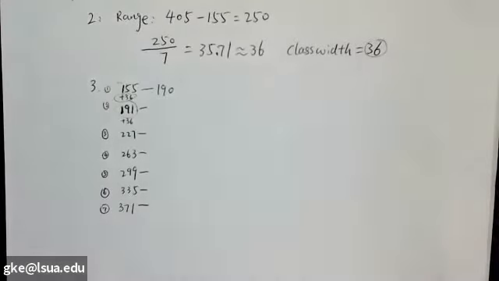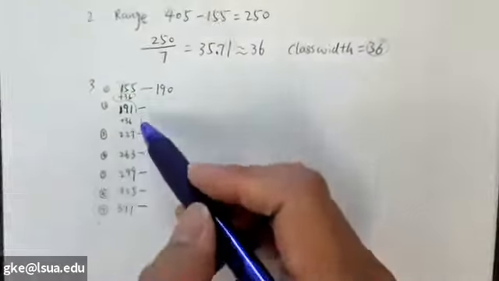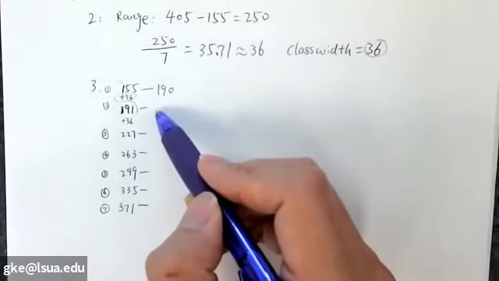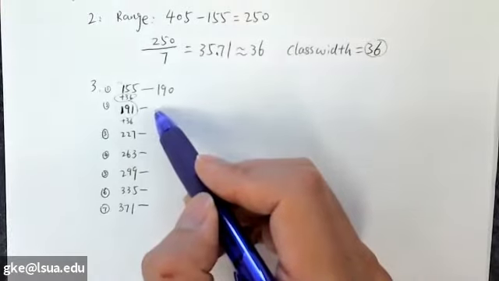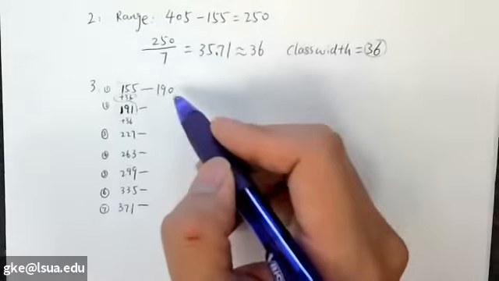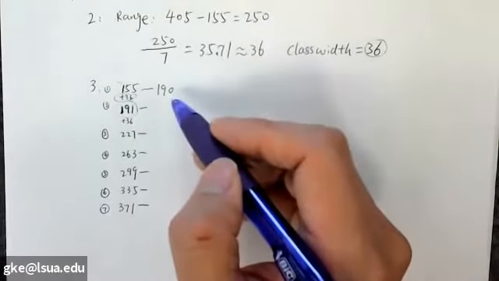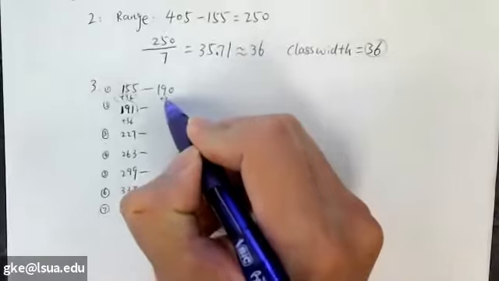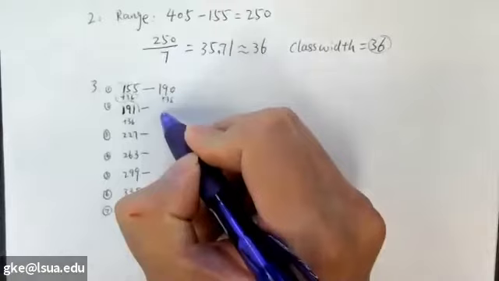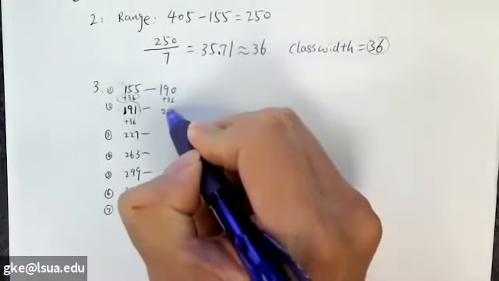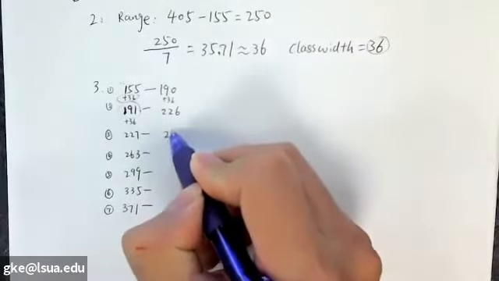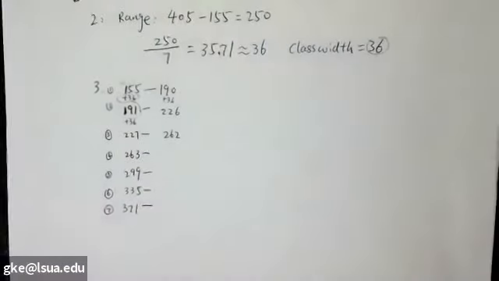Okay, similarly, how to get the second upper class limit? It should be 226. Or you can use the strategy we learned before: just add 36, right? The same thing. So you're going to get this one to be 226, and this one to be 262.